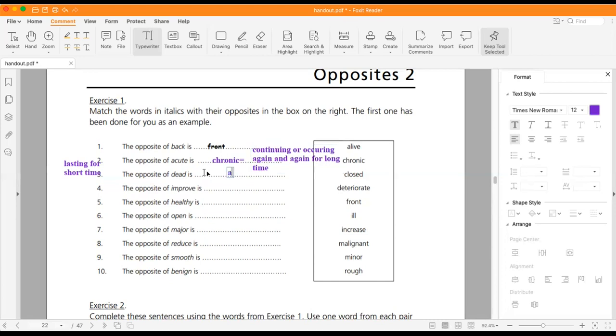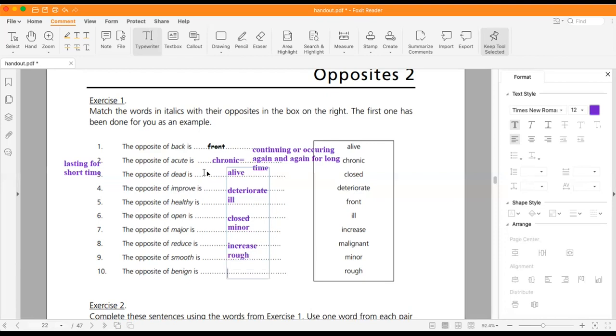The opposite of dead, of course, is alive. The opposite of improve is deteriorate. The opposite of healthy is ill. The opposite of open is closed. The opposite of major is minor. The opposite of reduce is increase. The opposite of smooth is rough.